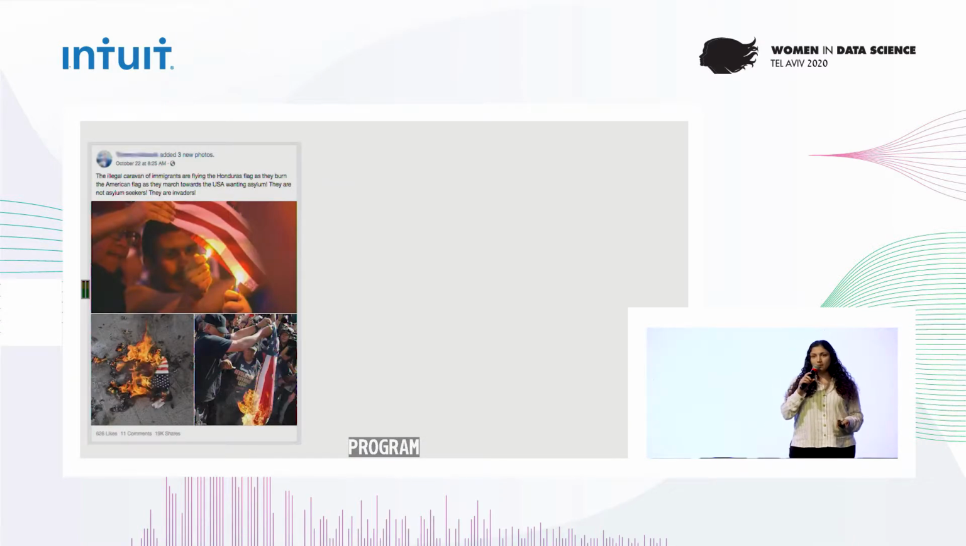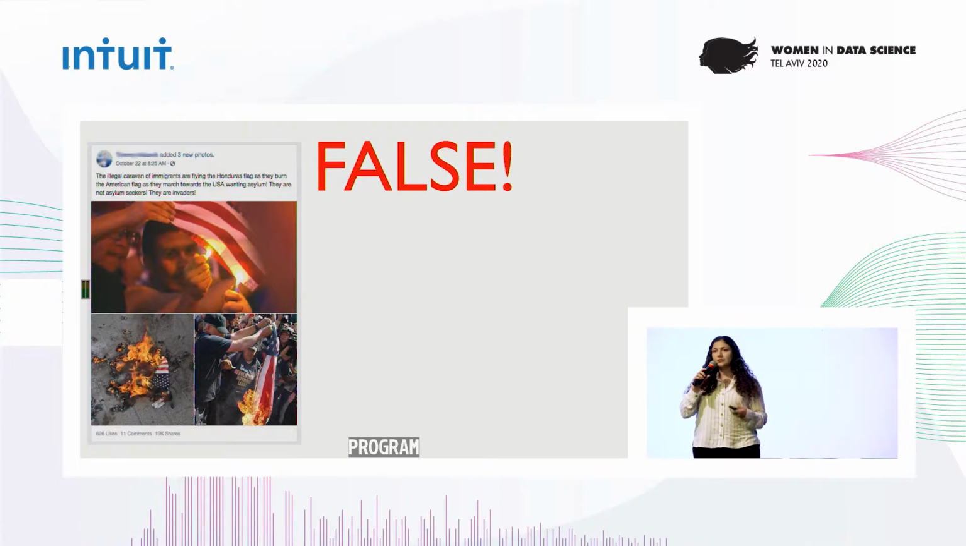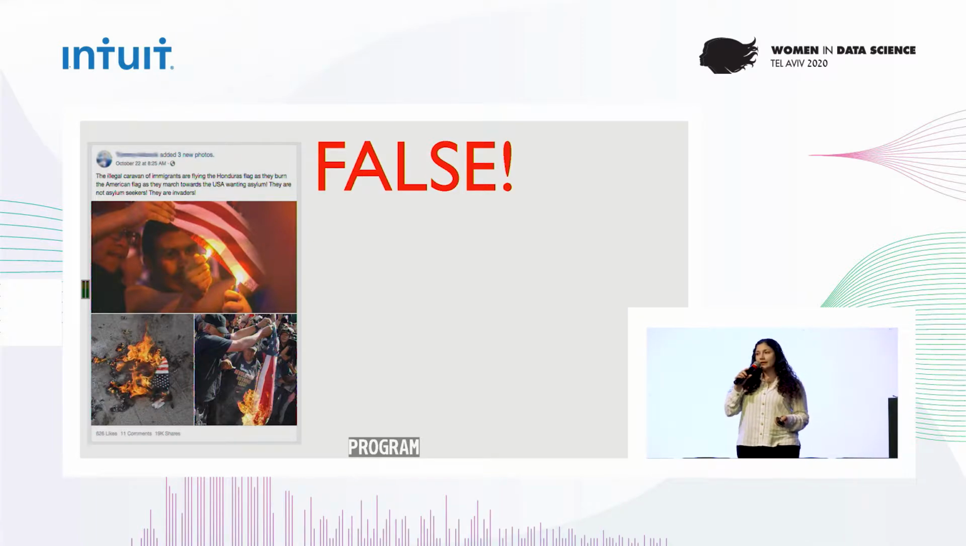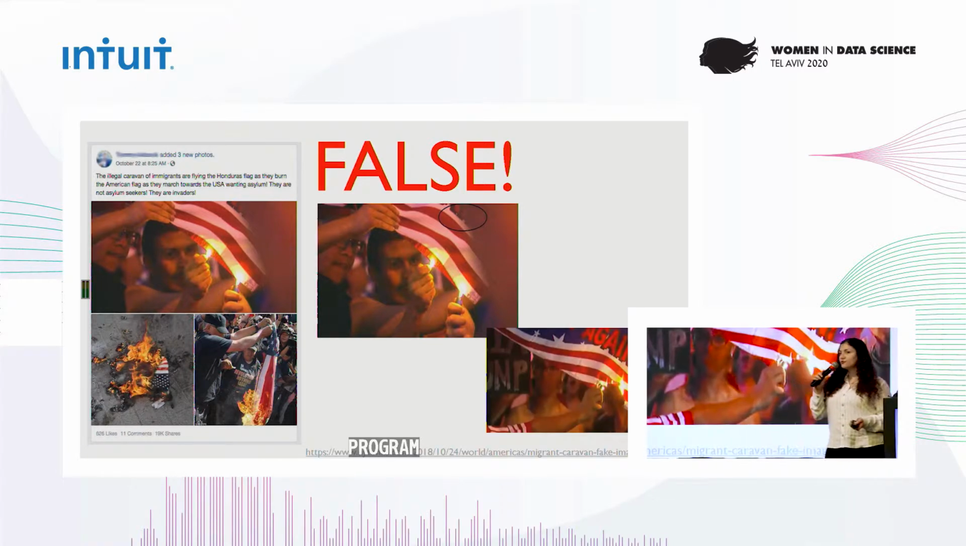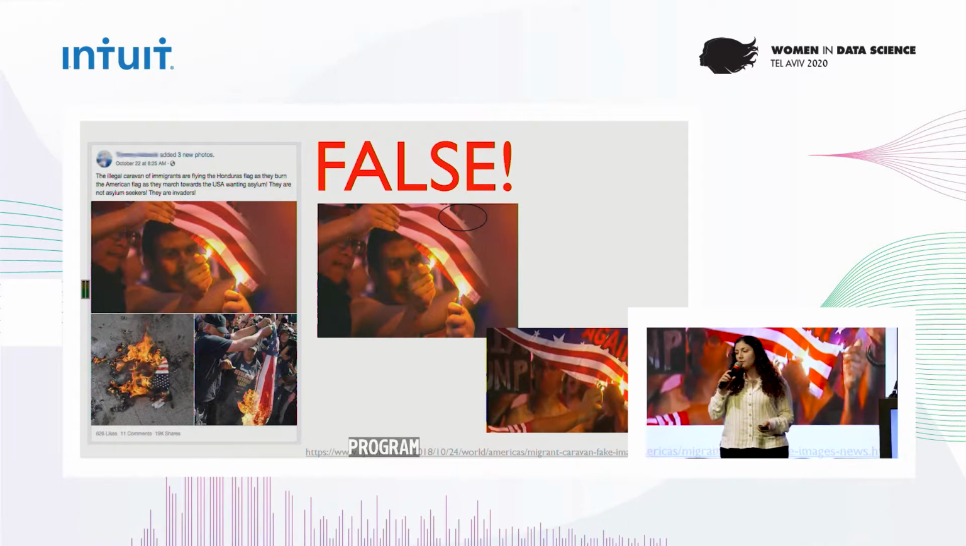In this case, this post is fake news. All of these images were taken at least 2 years before the publication of the post. And if we look carefully at the first image, we can see that it's not the flag of the United States, but the flag of Trump's campaign. Therefore, all of these images appear out of context, and this is the second type of visual misinformation.